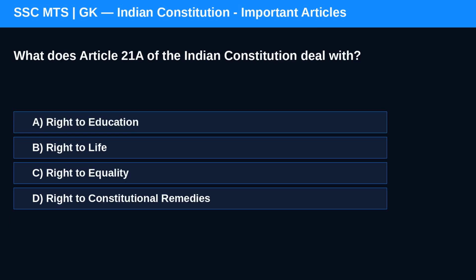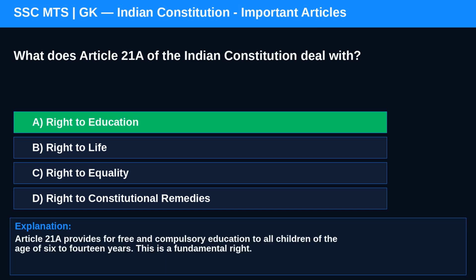Question 4. What does Article 21A of the Indian Constitution deal with? Option A, right to education, Option B, right to life. Correct answer is A. Article 21A provides for free and compulsory education to all children of the age of 6 to 14 years. This is a fundamental right.